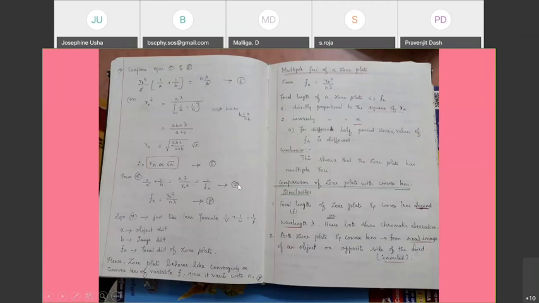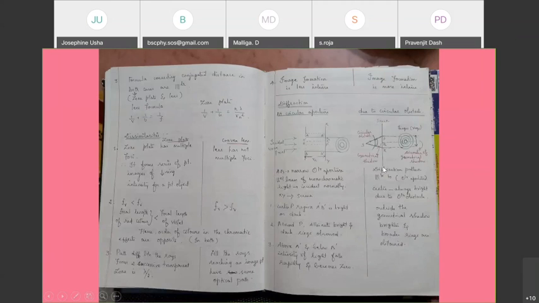So what is a half period zone, what is a zone plate, the theory and construction, as well as how we relate this zone plate to a convex lens. These things you have to write under this topic. You have to study. And then the next thing, I'll just try to finish this.